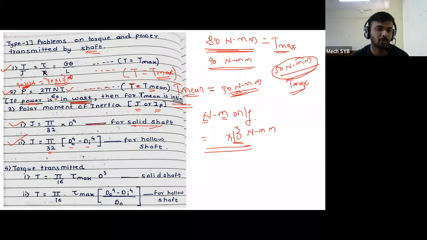Sometimes students do the calculation like that: pi by 32 into bracket do minus di divided, then bracket to the power minus 4. That calculation will be wrong. do⁻⁴ separately, di⁻⁴ separately. This is for the hollow shaft.